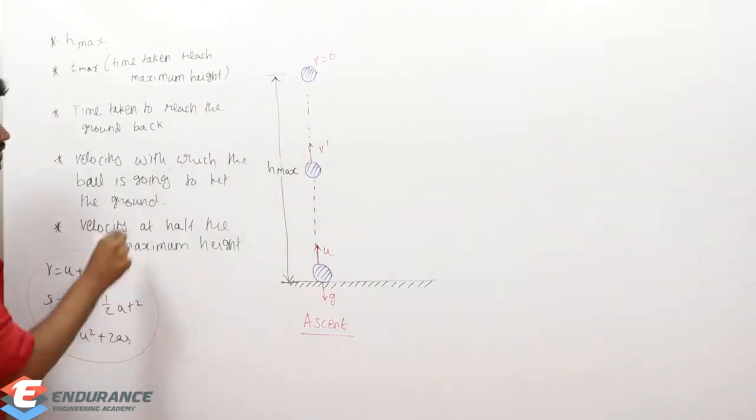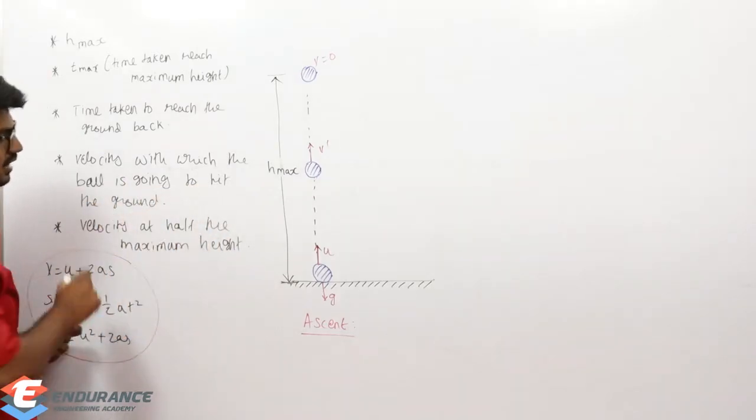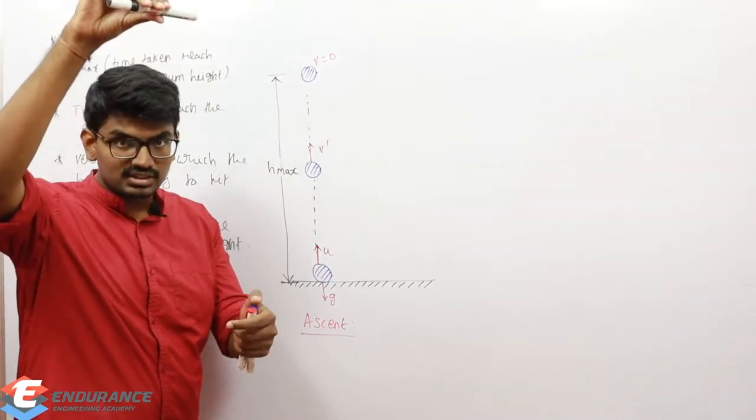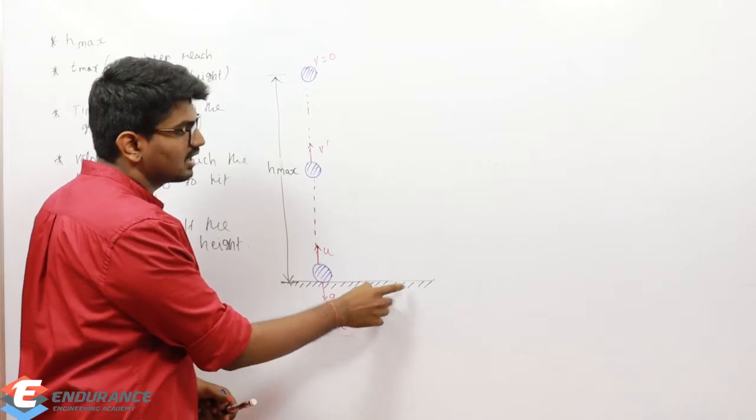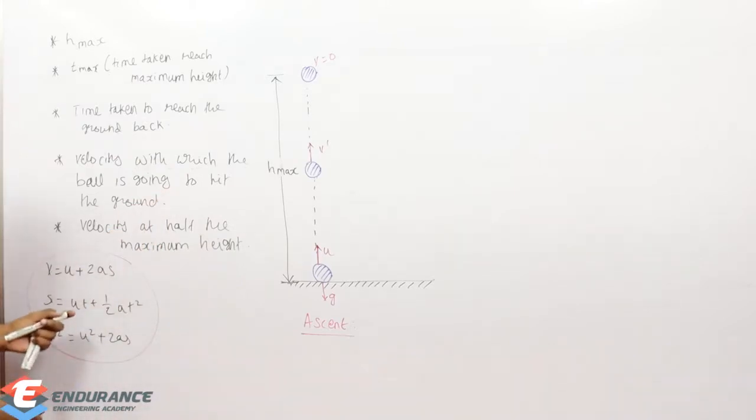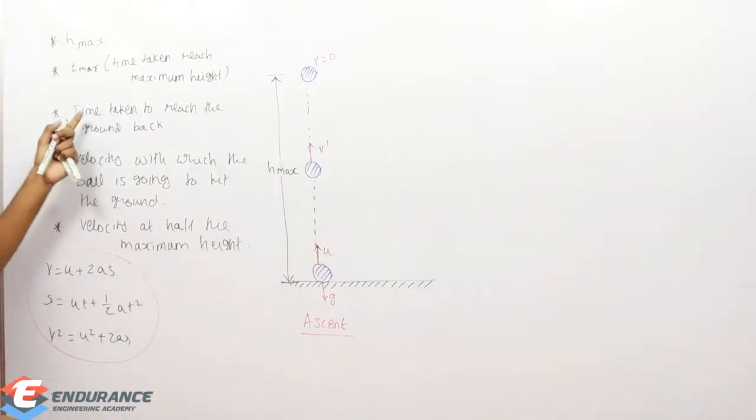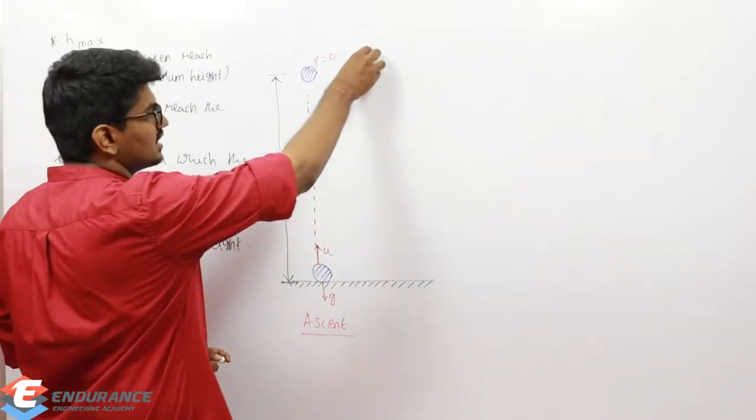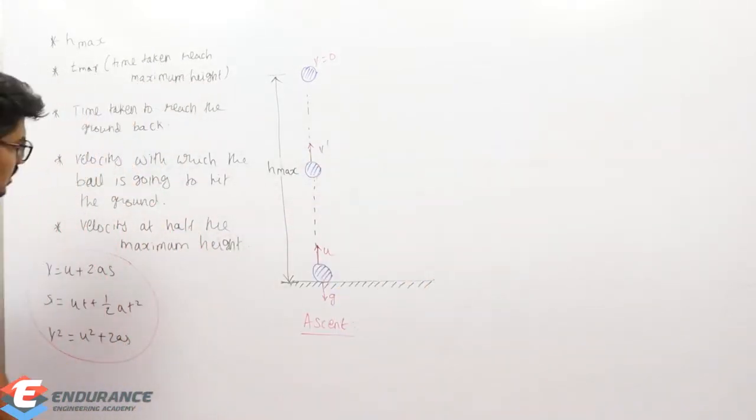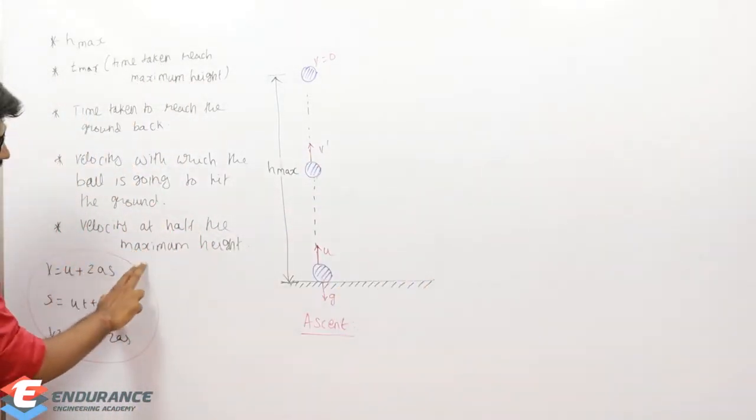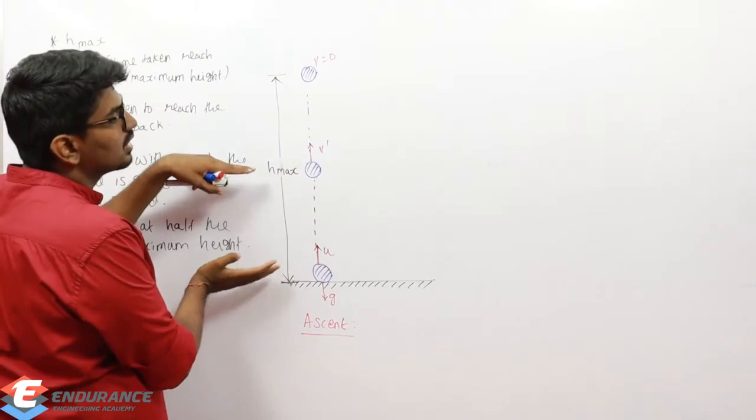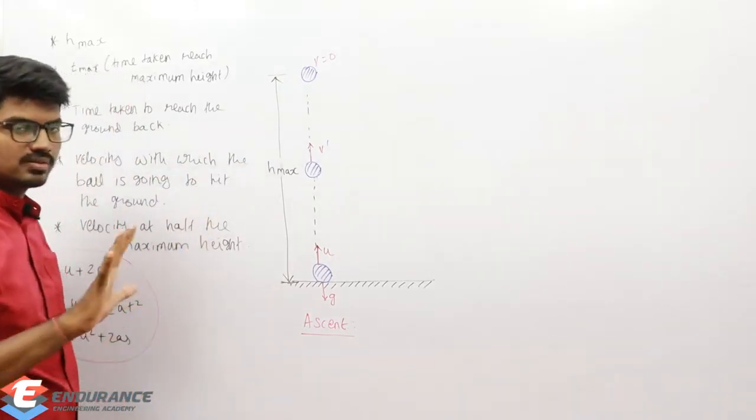The third question is the velocity with which the ball is going to hit the ground. Very simple. I'm throwing it, it's reaching here, and then after reaching the maximum distance, it will come and again hit the ground, right? What is the velocity with which it is going to hit back the ground? I will draw that later. Just wait for a moment. There is a fourth question: the time taken to reach the ground back. Again, after reaching the top, it will take some time to reach the ground back, right? So what is the time taken for the ball to reach the ground back? The fifth question is the velocity at half of the maximum height. So this is the total h max, and at h max by 2, what is going to be the velocity? These are the five different questions they are asking.